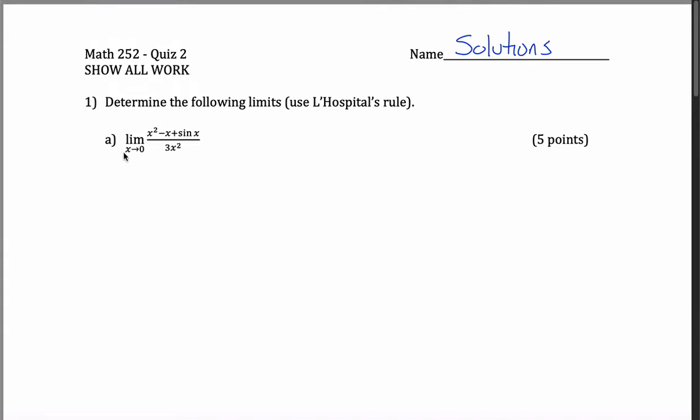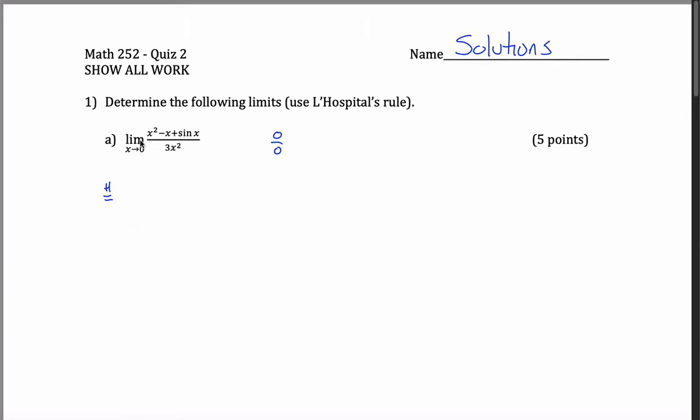So for this first problem, we're asked to evaluate the limit as x approaches 0 of this expression. I bet you this ends up being an indeterminate form. Let's see, if we change all the x's into zeros, we certainly get 0 down on the bottom. Because the sine of 0 is 0, we get 0 minus 0 plus 0. This ends up being a 0 over 0 indeterminate form, so we can apply L'Hopital's rule.